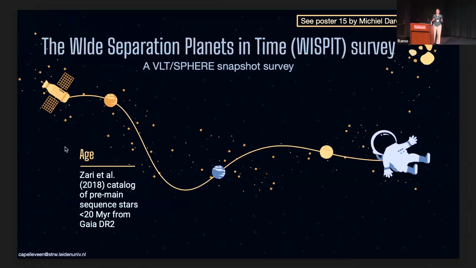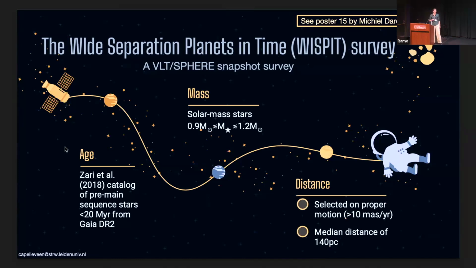A little bit about how the targets in the survey were selected. We started with the SARI catalog. This is a catalog of stars younger than 20 million years old, within 500 parsec, selected based on Gaia DR2. But this is a huge catalog, some 40,000 stars, so we made the selection a bit smaller. We selected stars based on mass to only get solar mass stars.